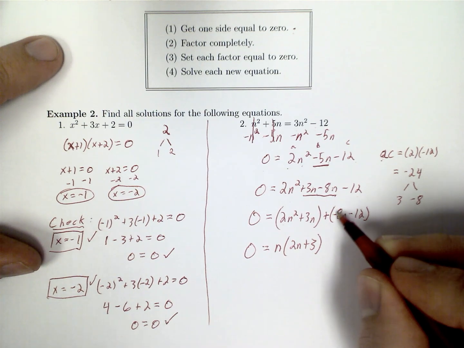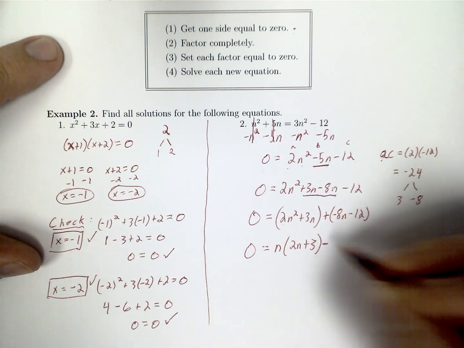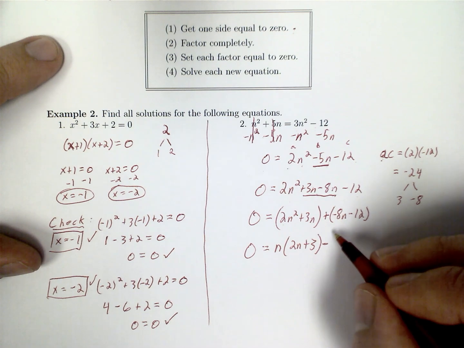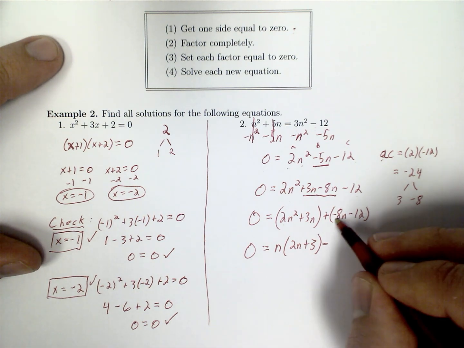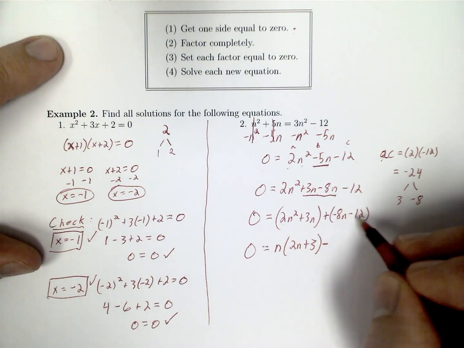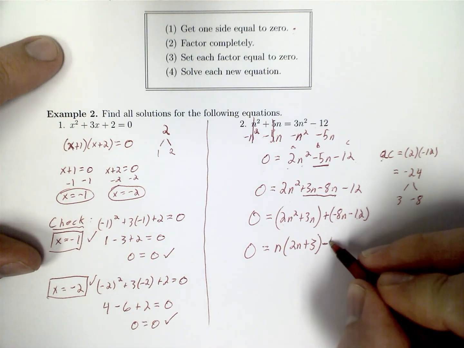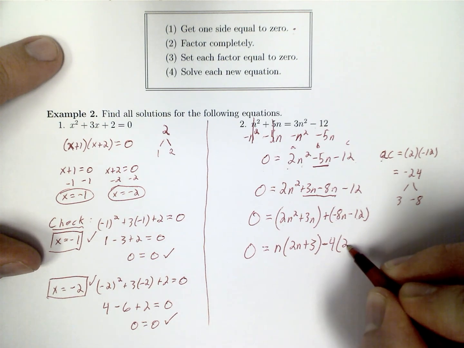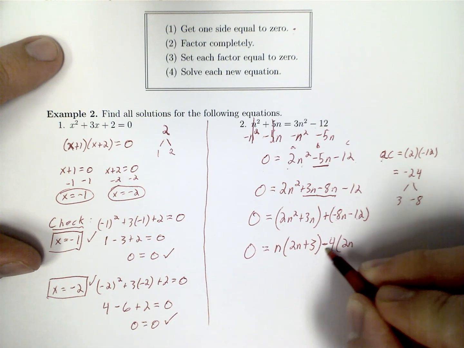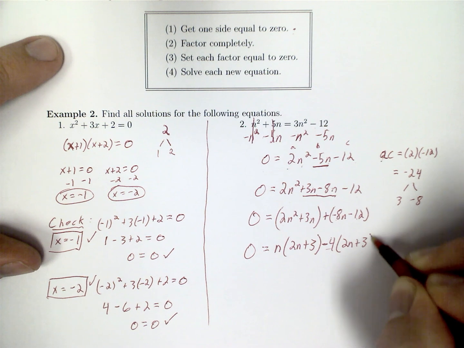Here, again, when you have a negative, you try to pull that out. So now we pull it out, and when we do, we have negative. We also try to pull out another number that divides into both 8 and 12. Well, 4 is the GCF there, so we can pull out a negative 4. And negative 8n divided by negative 4 is 2n. Negative 12 divided by negative 4 is positive 3.